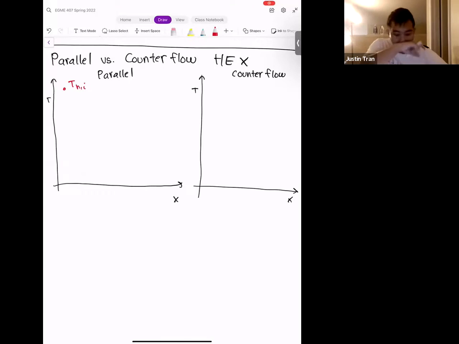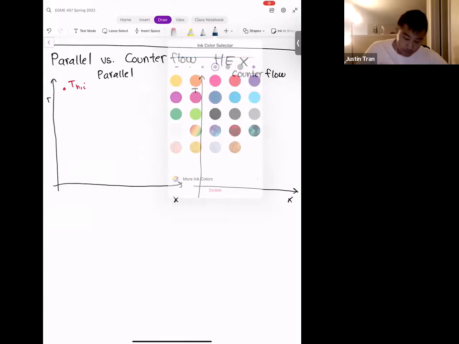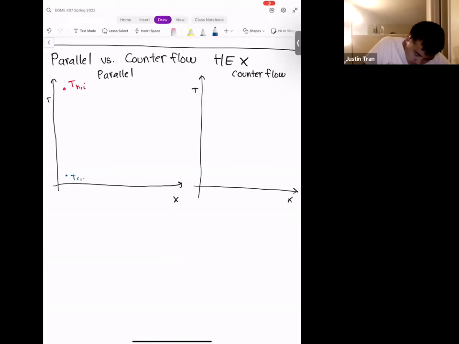right? Starting out really hot. And then the cold inlet is going to start really low. And then as the two fluids flow next to each other, they're going to exchange heat. So the hot fluid is going to decrease in temperature all the way down to the outlet temperature, T_H outlet. And then the cold fluid is going to heat up, so it's going to increase in temperature, something like that, up until its outlet. And let me draw arrows on this just so that you can see which direction the fluid is going.